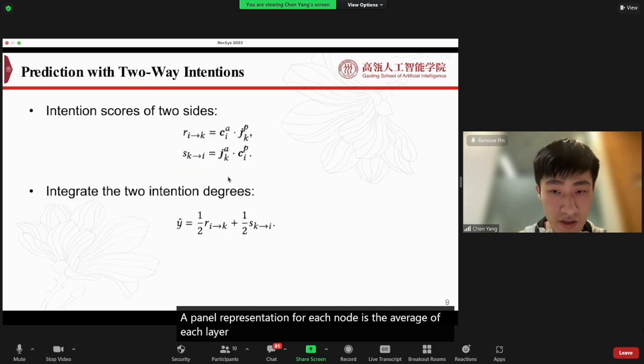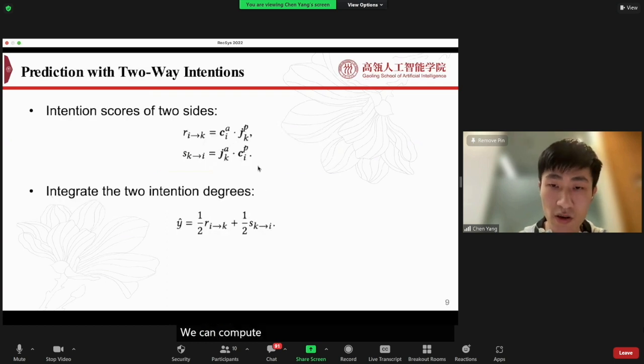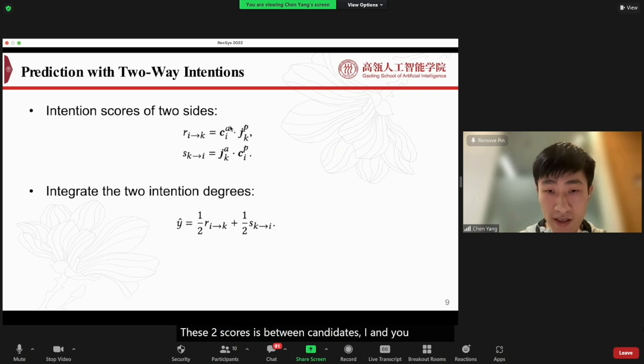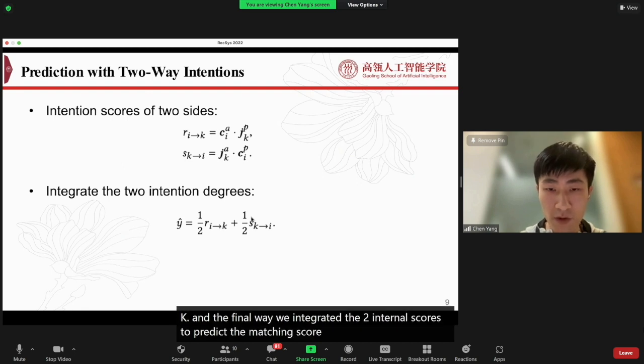For prediction, we can compute the two intention scores with the inner product of the corresponding node. These two scores are between candidate I and job K. And finally, we integrate the two intention scores to predict the matching score as follows.